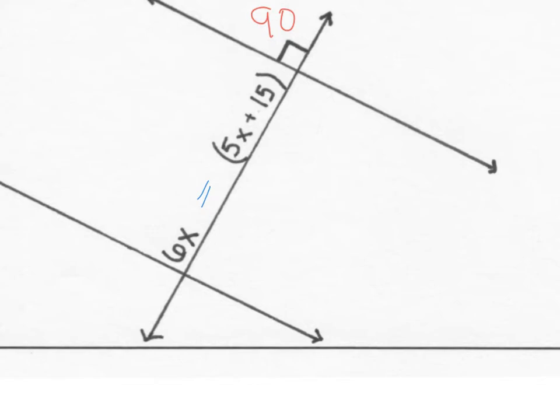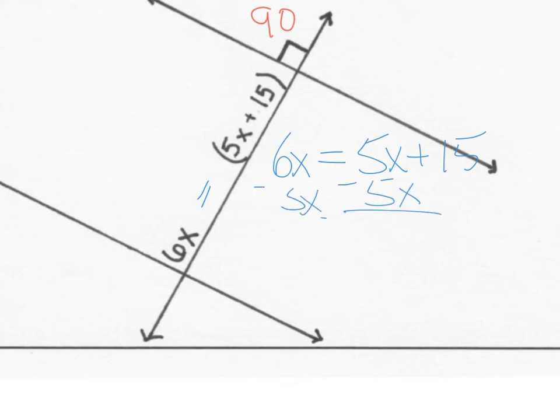Let's see here. So again, we've got this angle is 5x plus 15. This angle is 6x. Now this is given to us right here, the right angle. So we know that this guy's 90. Now according to our perpendicular postulate, which let's talk about it right here, it says if there is a line and a point not on the line.